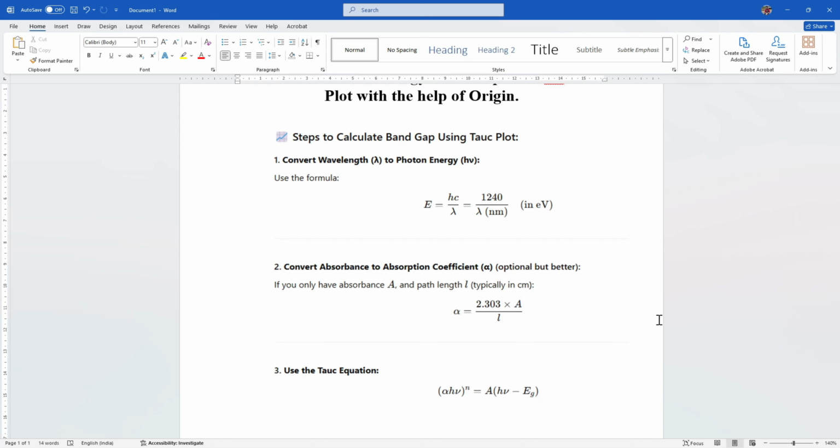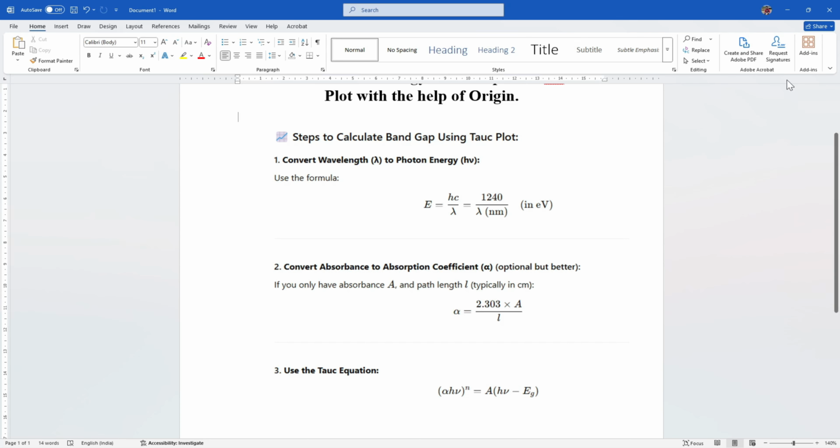Secondly, we have to convert absorbance to absorption coefficient with the help of this equation: alpha equals 2.303 times absorbance divided by the length of the cuvette. The length of the cuvette is standard, 1 centimeter, so we can calculate directly: alpha equals 2.303 multiplied by absorbance.